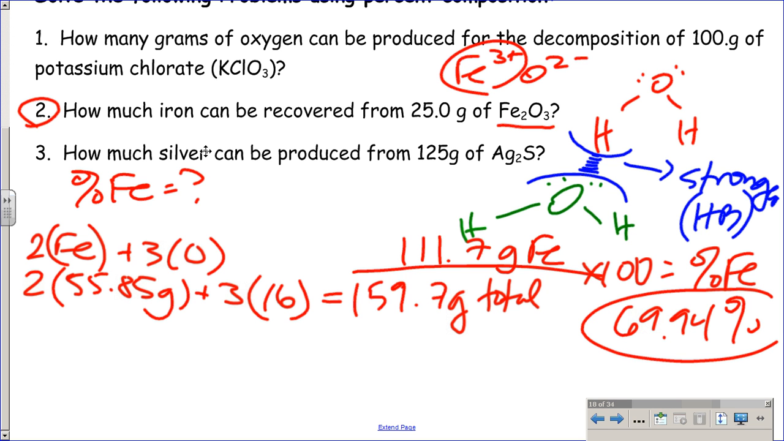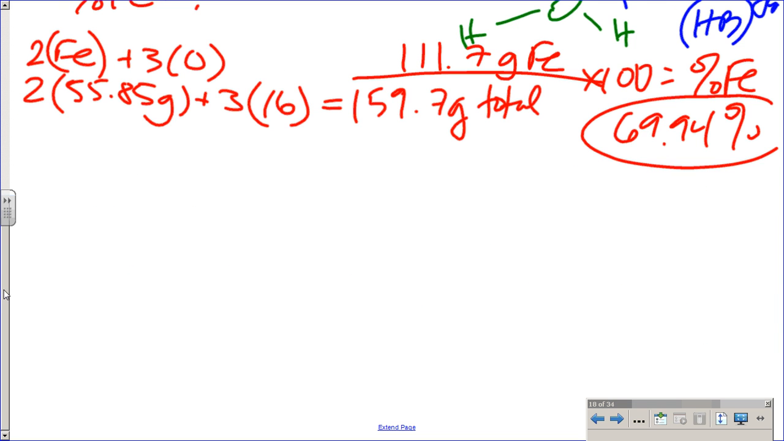Right, so we're taking our sample mass, the 25 grams, and we're multiplying it by the percent iron to figure out of the 25 grams how much of that's actually iron. So it's just simply, it's a math problem.